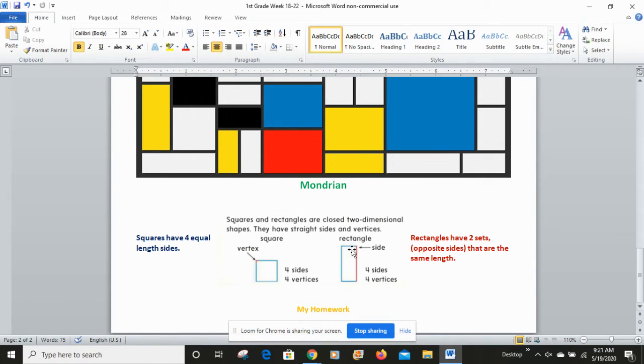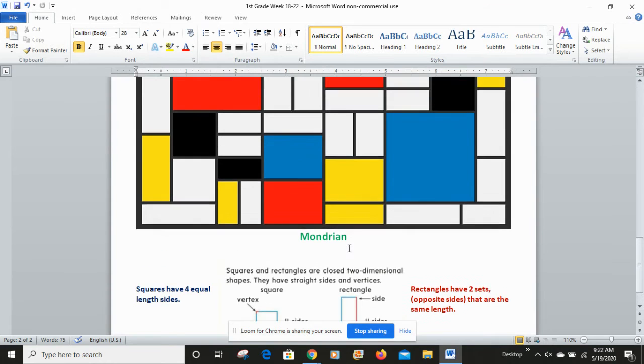But on a rectangle, remember the opposite sides are the same length. So the top one and the bottom one are the same length, and the left side and the right side are the same length. So that's the only difference when drawing rectangles, is just the length of the sides. But they all, remember, are 2-dimensional closed shapes, which means it's like a fence. If you're inside, you couldn't get out, and if you're outside, you couldn't get in. And these objects are flat. They're not 3-dimensional like a diamond or a cube, something like that.